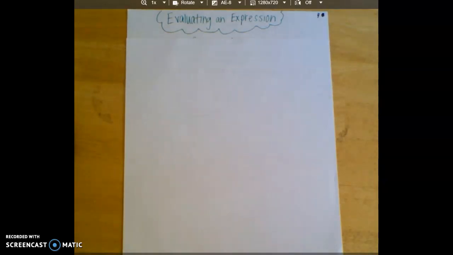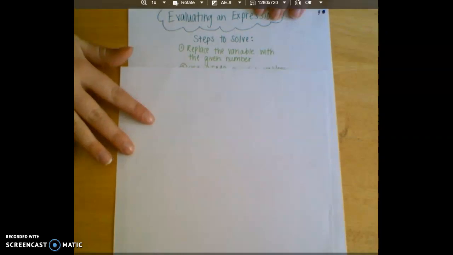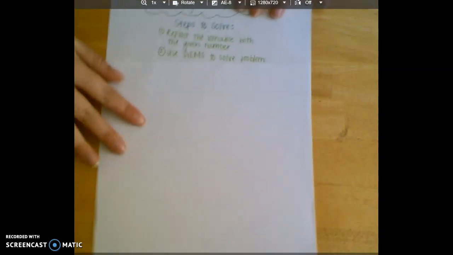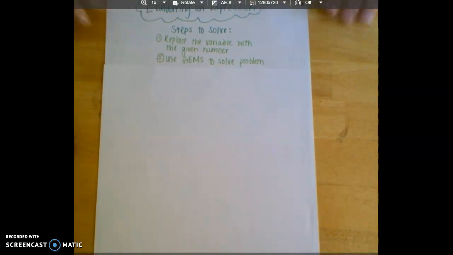So math today, we are going to be evaluating an expression. We know an expression in our head is when there isn't an equal sign. So we have steps to solve. When we are solving an expression, it says, replace the variable with the given number and then use GEMS to solve the problem.